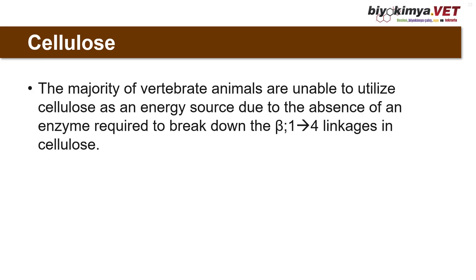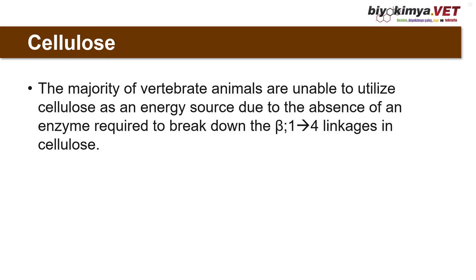The majority of the vertebrate animals are unable to utilize cellulose as an energy source due to the absence of an enzyme required to break down the beta-1-4 linkages in the cellulose. However, termites exhibit the capability to digest cellulose, including food, because their digestive system houses a symbiotic microorganism known as Trichonympha. This microorganism produces cellulase enzyme, that can hydrolyze the beta-1-4 glycosidic bond.